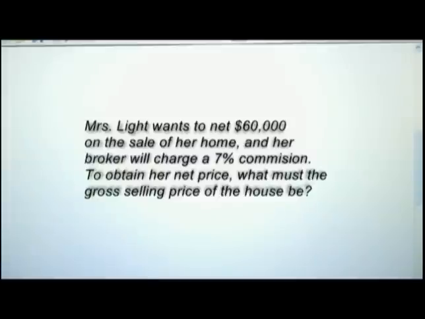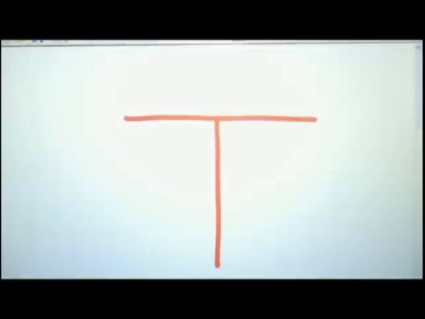Question number 4 on your math practice says, Mrs. Light wants to net $60,000 on the sale of her home, and her broker will charge a 7% commission. To obtain her net price, what must be the gross selling price of the house? This is a T formula because we have a percent or rate and we have a smaller number or a larger number. There's something special about this particular problem though. This is what we call a seller net problem.